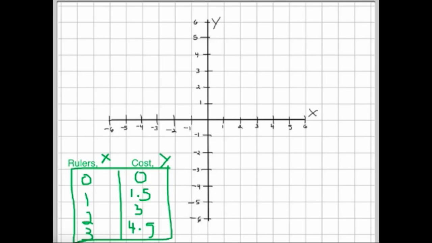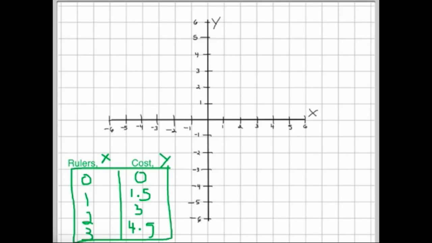We're going to take a look at number 6 here. I want you to pay attention to what's in your book on page 161, number 6. These are the rulers and how much they cost. We're going to go ahead and plot these points on a graph to graph this function.